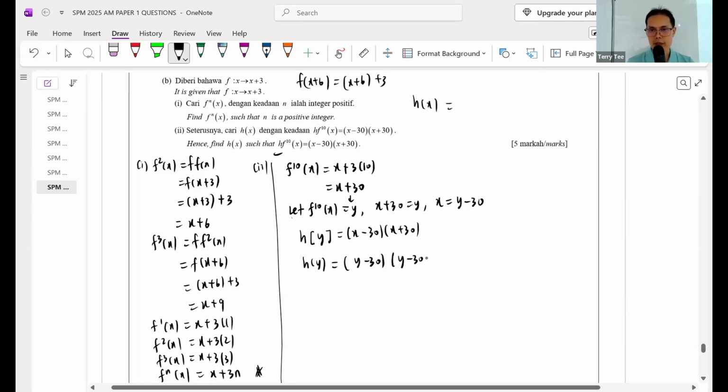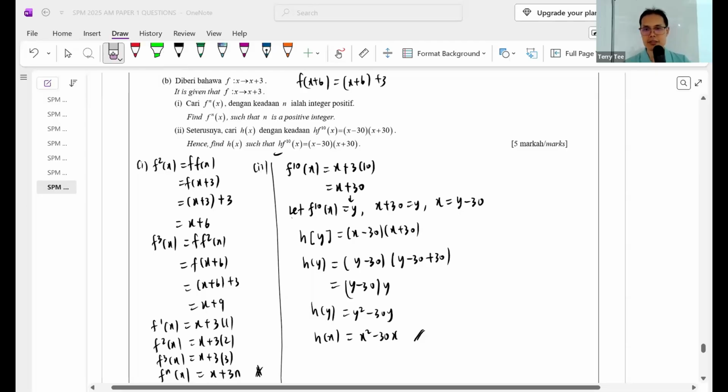Wait, plus 1 more 30. So this is y minus 30 times y. This is y, 30, 30 cancel. Your hy is therefore y of y minus 30. You can expand, guys. Okay, maybe I expand better. Your hy is y squared minus 30y. Therefore, hx is x squared minus 30x.